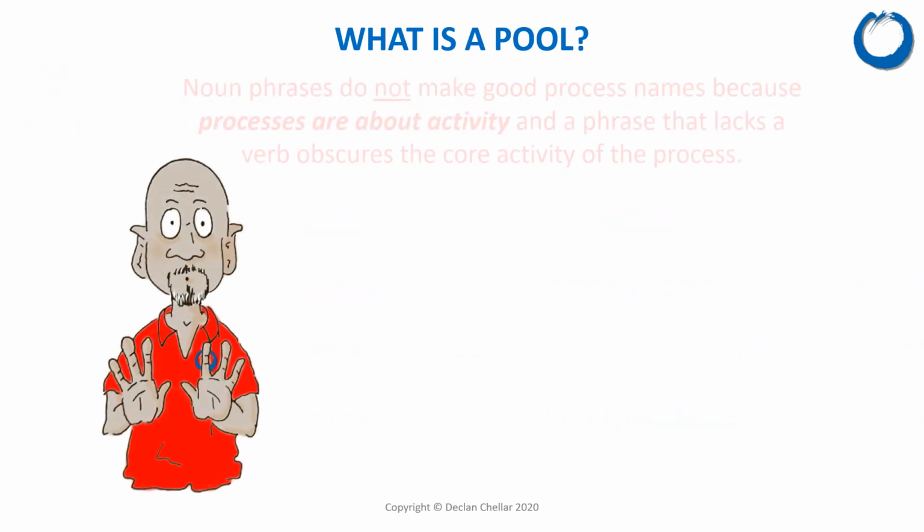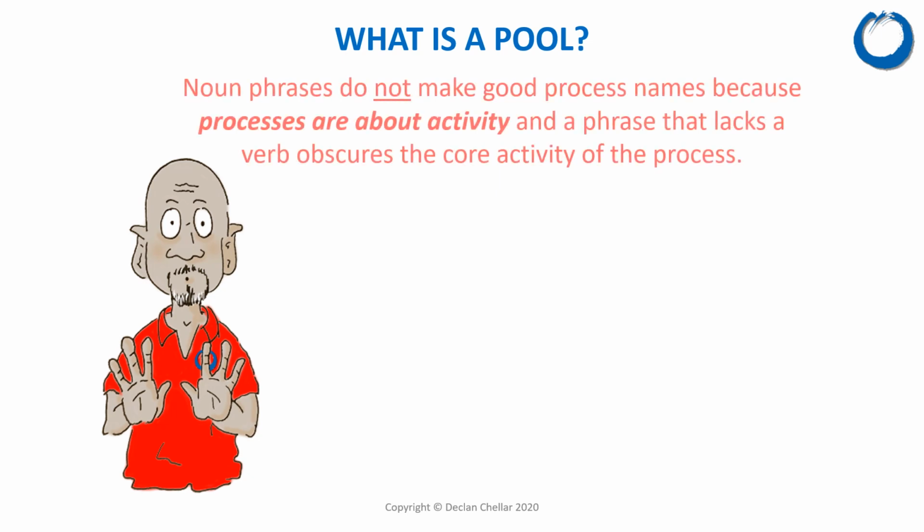Noun phrases do not make good process names because processes are about activity, and a phrase that lacks a verb obscures the core activity of the process. These are all inadequate examples for that reason.